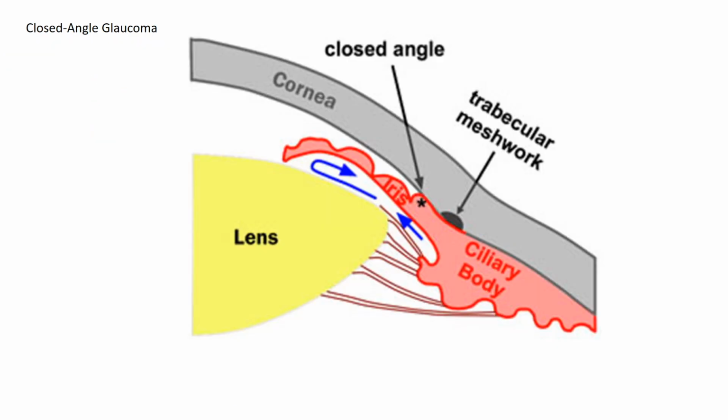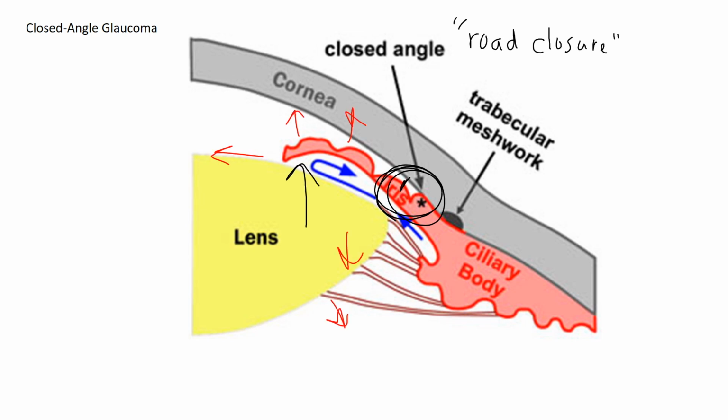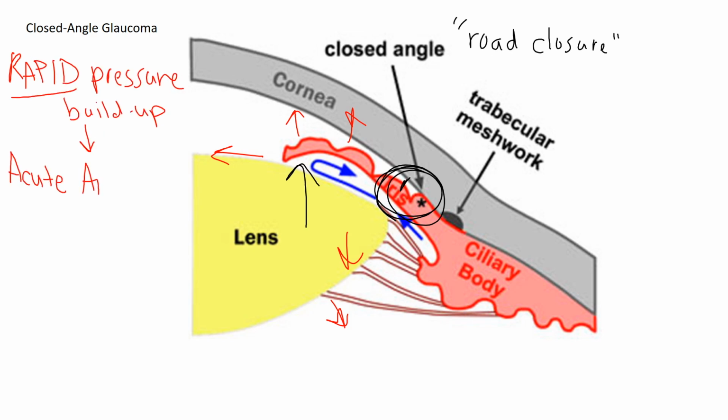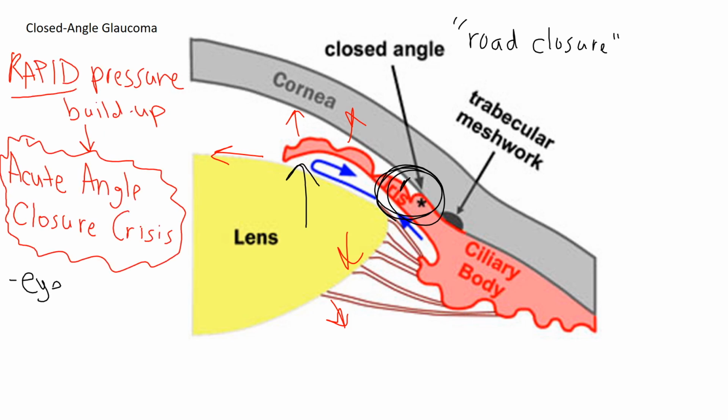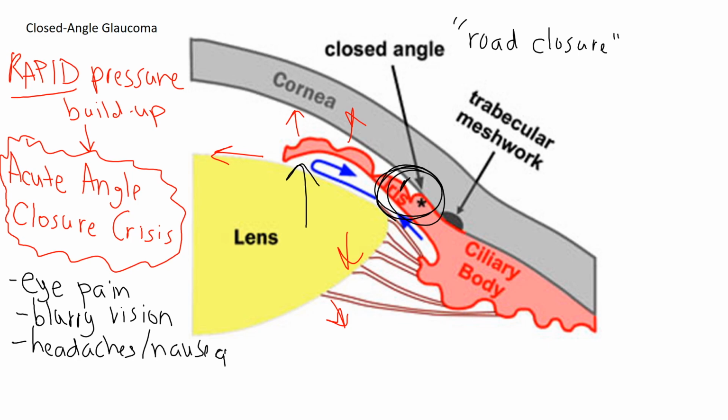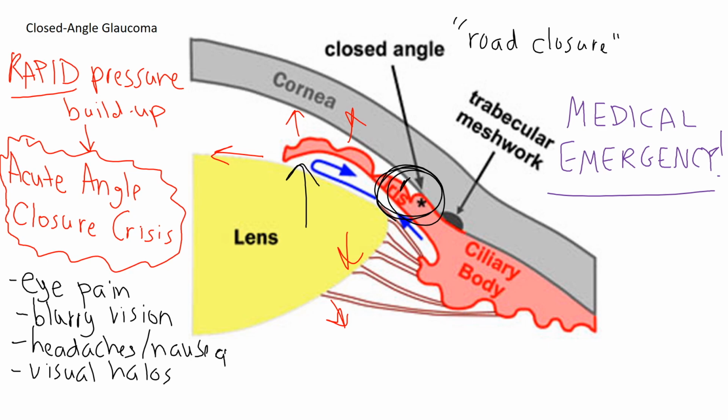There is also narrow angle glaucoma, or angle closure glaucoma, or closed angle glaucoma. And this happens when the angle between the iris and cornea is too small as a result of the lens being pushed up against the iris, almost like an entire road closure. This can lead to a rapid pressure buildup, which is called acute angle closure crisis. Patients may experience eye pain, redness, blurry vision, headaches, nausea, and visual halos. This should always be considered a medical emergency as it can very quickly lead to permanent visual loss.